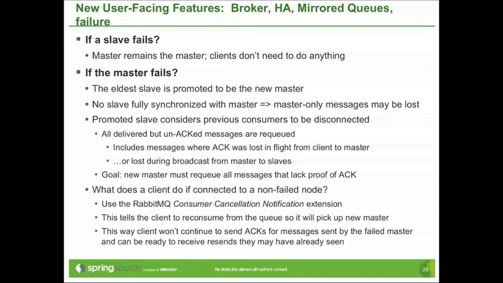Or, we could have lost the message during the sync up between the master and the slaves because the master crashed before the synchronization of the ack to its slaves actually completed properly. So the bottom line is that the new master has to re-queue and redeliver any message for which it doesn't have proof that this was properly delivered and acknowledged.